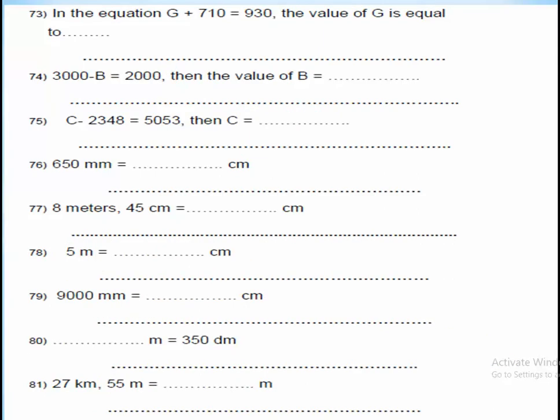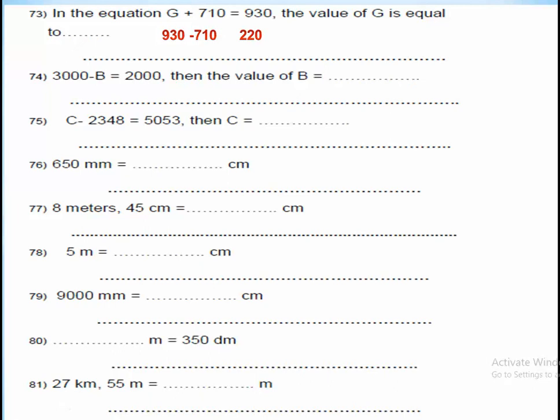In the equation, G plus 710 equals 930, the value of G here is part, and this is part, and this is whole. To get the part, 930 minus 710, it will be 220.